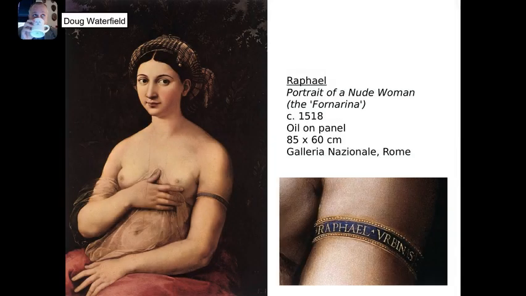This is another portrait by Raphael, a rather unusual portrait. This one happens to be of his mistress, who was the daughter of a baker. It's one of the only works that Raphael actually signed, and he signs it on her armband, which is kind of a slave bracelet, which suggests his possession of this woman.